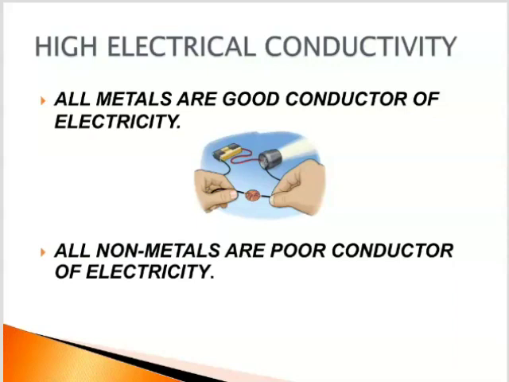High electrical conductivity. Metals are good conductors and non-metals are poor conductors of electricity. In an electric circuit, connect a copper wire between the two iron nails. The bulb will glow. Now remove the iron nail and connect coal or sulfur. The bulb will not glow. So glowing of the bulb with iron or copper means metal is a good conductor, whereas not glowing of the bulb with coal or sulfur means non-metals are bad conductors of electricity.